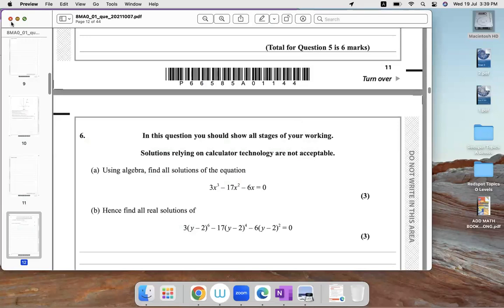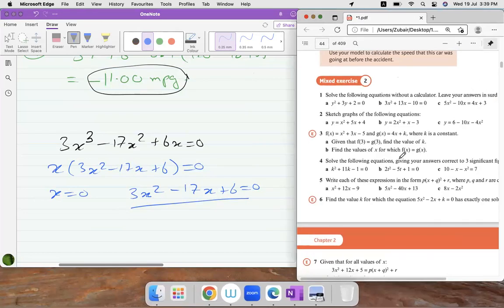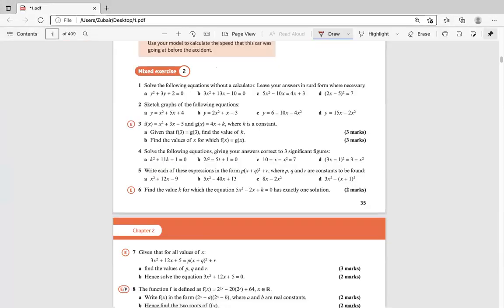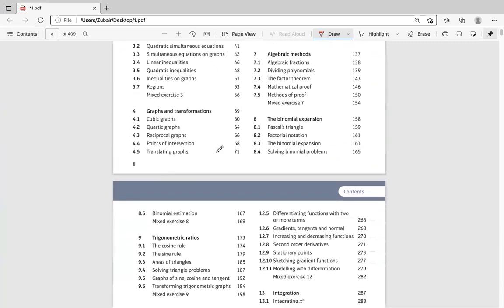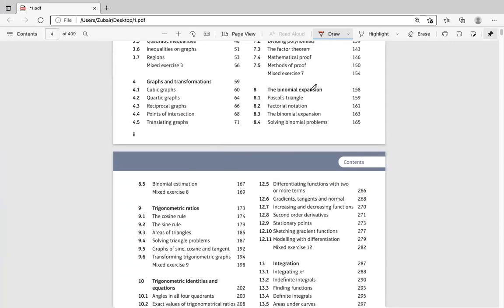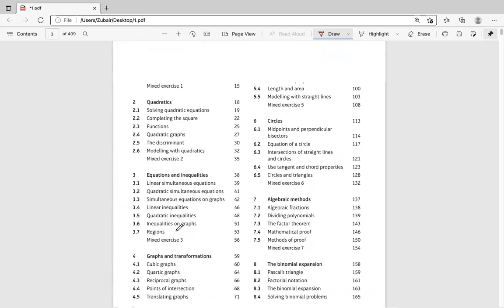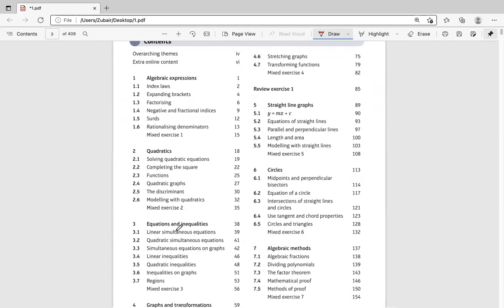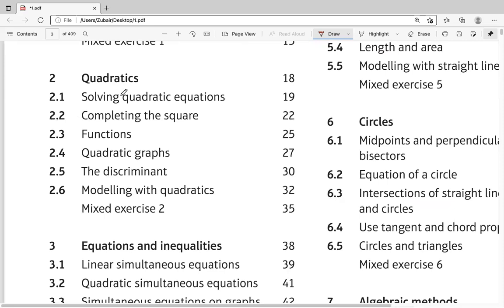I think following the book would be easy. You don't have to see if you've done this question or not. Differentiation is something which we'll be doing at a much later stage. Chapter 8 here is binomials, and chapter 12 is differentiation. Past papers contain a mix of all topics. So this is quadratics, which is covered.